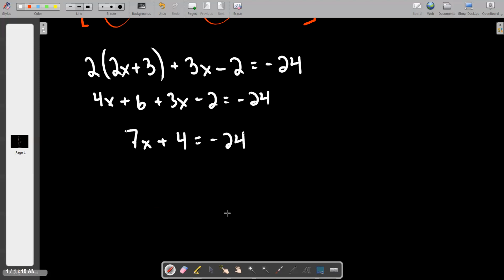Everybody still okay? It should be cruise control for you. We've done so many equations. What's the next thing we do? Yep, we're going to do minus 4 on both sides. And we're going to wind up with 7x equals.